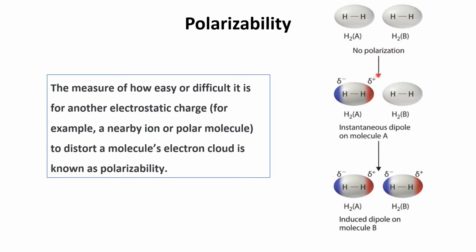When this hydrogen molecule comes in contact with this hydrogen molecule, you can see that this hydrogen molecule also gets a delta negative and a delta positive charge. So polarizability means how easy or how difficult it is for a non-polar molecule to get its electron cloud distorted. If it can be easily distorted, then it is easily polarizable. And if it doesn't get distorted easily, then it is not easily polarizable. Now let's see more about this polarizability while talking about the types of intermolecular forces.